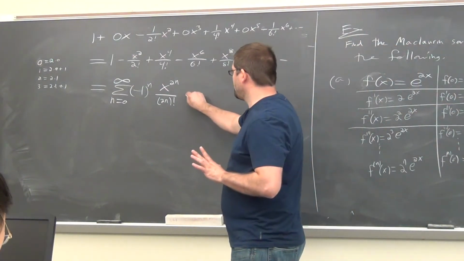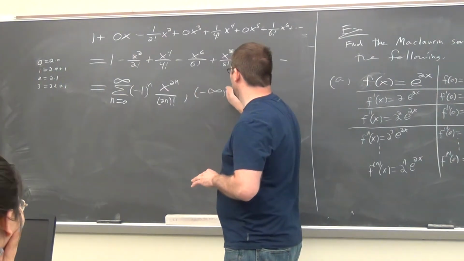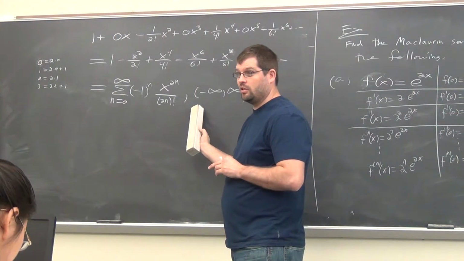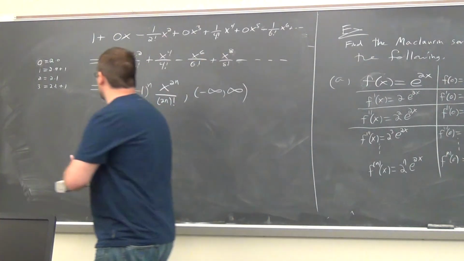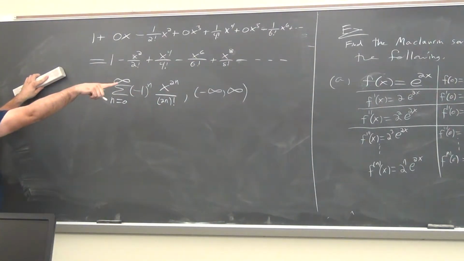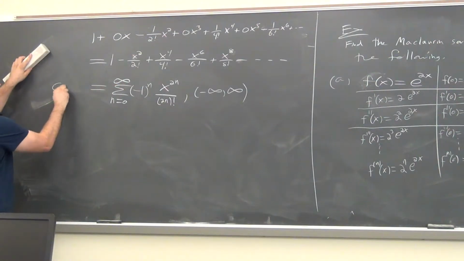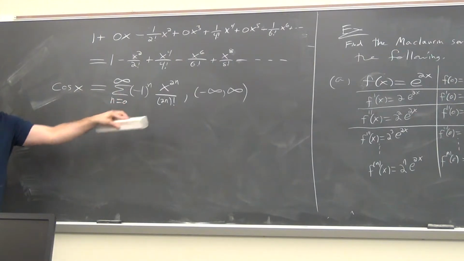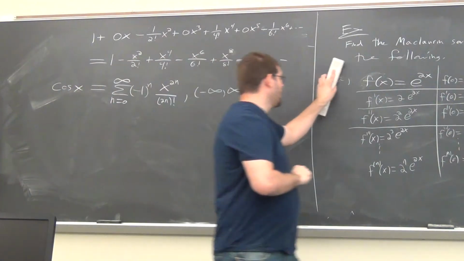And so I didn't show this, but I'm just going to say this. This works for every x as well. Okay, so what function was this? Cosine, right? So cosine of x, the series for it is this, and it's true for all x.